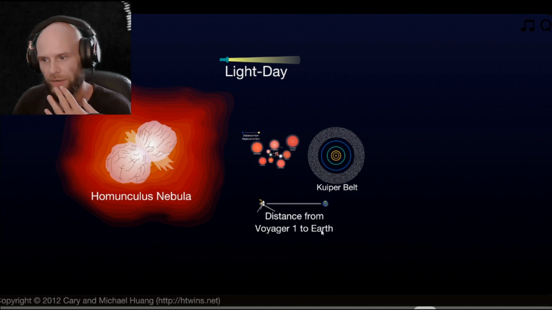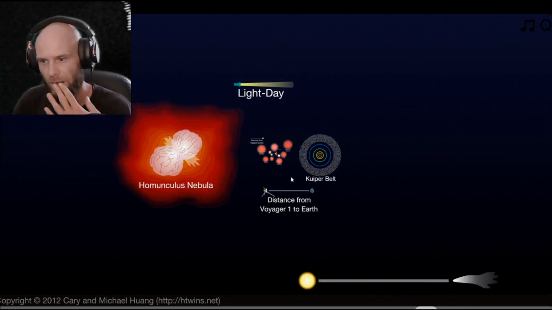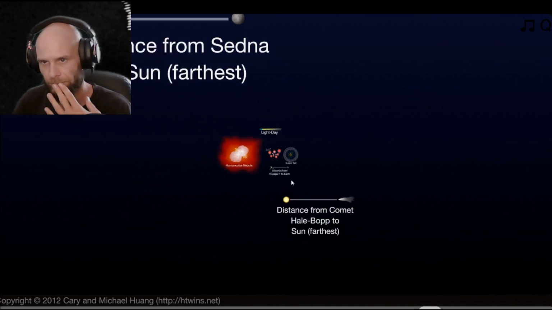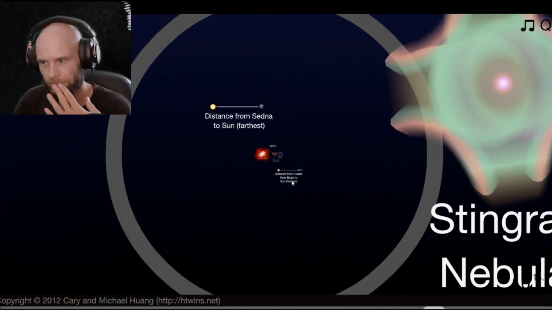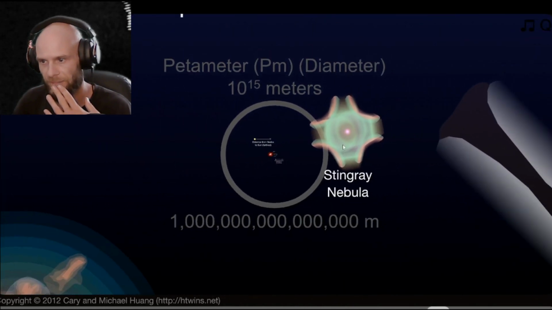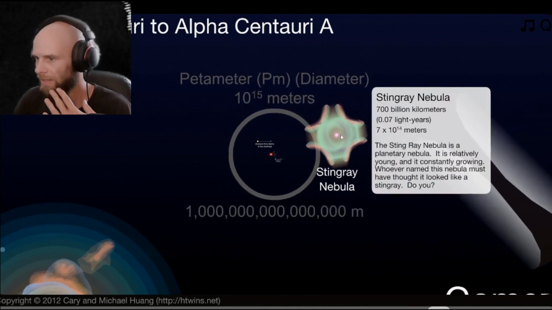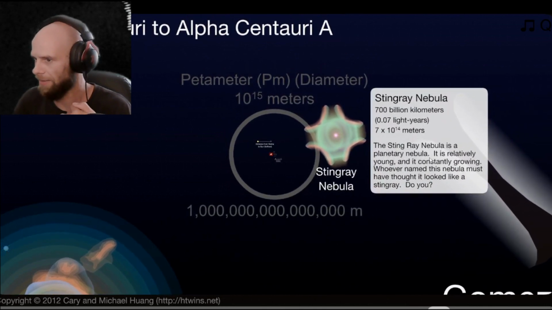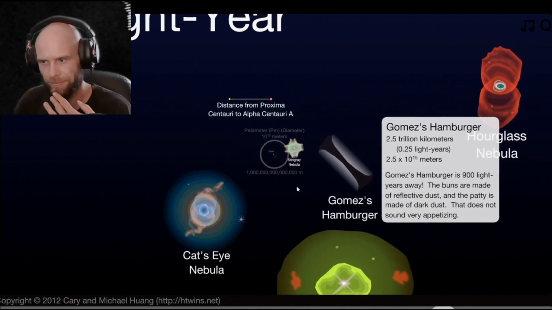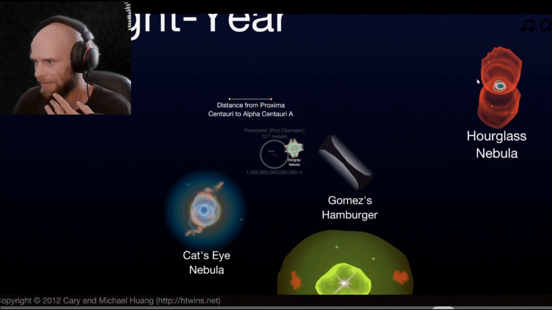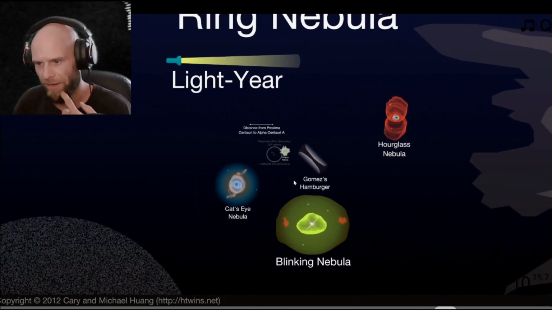Distance from Voyager 1 to Earth. Look how far Voyager 1 is from Earth after all that zooming out. Stingray Nebula. The Stingray Nebula is a planetary nebula. It's relatively young and constantly growing. Whoever named this nebula must have thought it looked like a stingray. Do you? Yeah, I guess. I didn't mean to click that. Hourglass Nebula. What are nebulas?